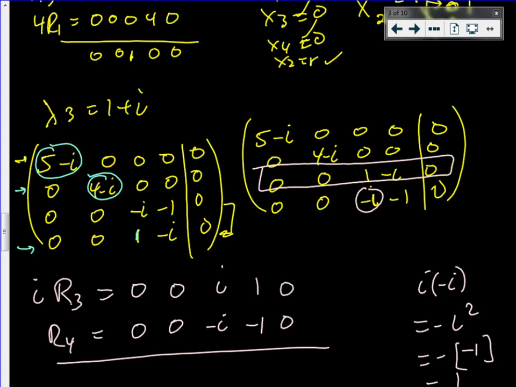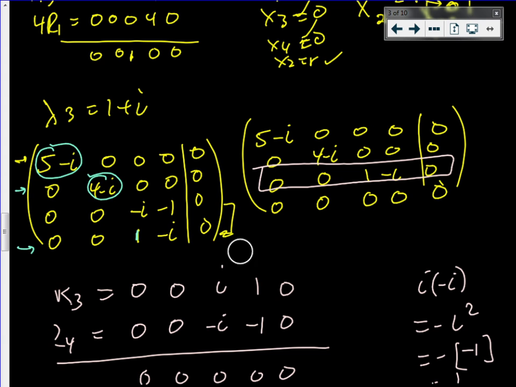Now, when I add these, I get 0, 0, 0, 0, 0. Okay, so it just vanishes. So let me just do that right here. You want to make a new matrix for it? Fine. But it's that. Okay.